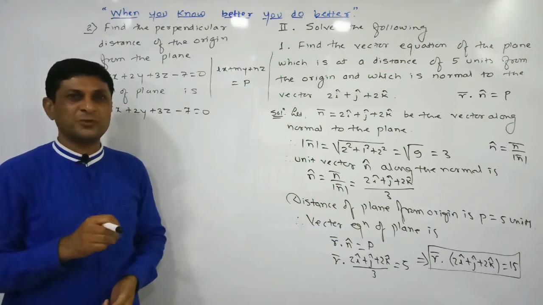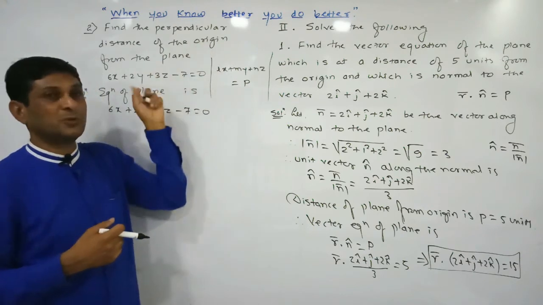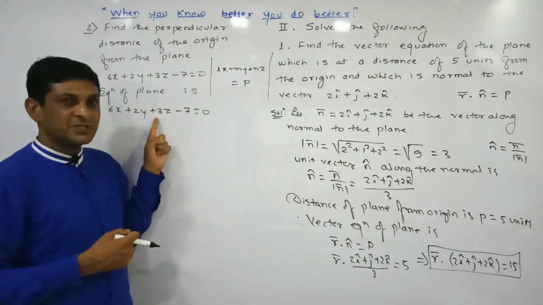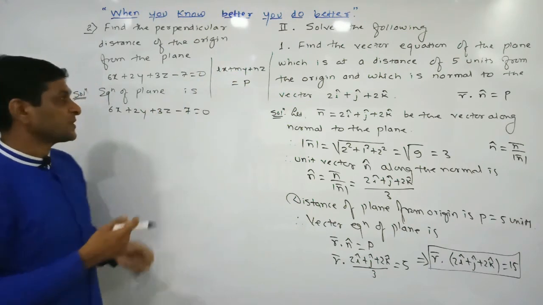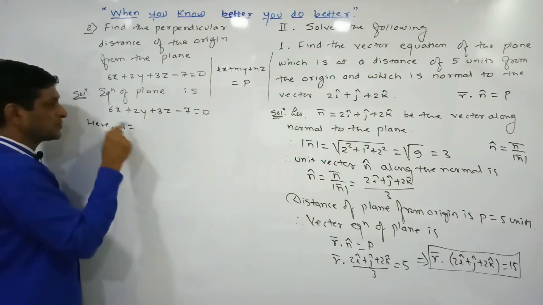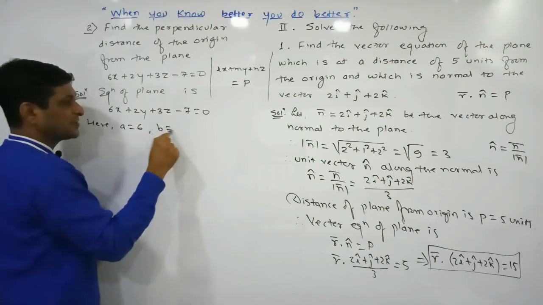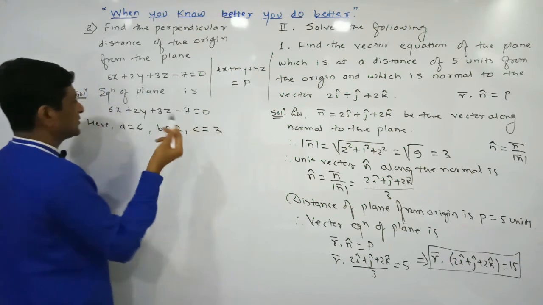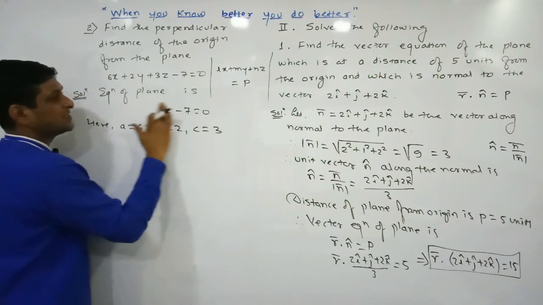Distance of the plane from the origin, or we can say distance of the origin from the plane. So first we are trying to convert the given Cartesian equation into normal form. So here A is equal to 6, B is equal to 2, and C is equal to 3.